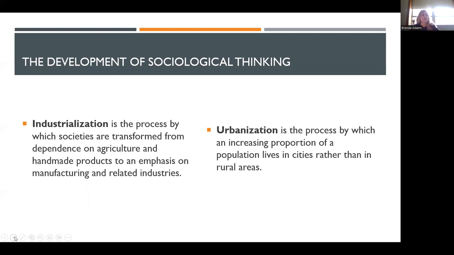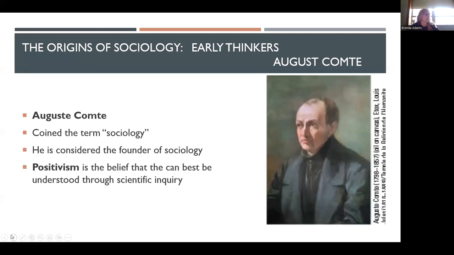Urbanization is the process by which an increasing proportion of the population lives in cities rather than in rural areas. And I know right now where we are located, we are in a rural area, but we see urbanization here, maybe not as much as some places like New York City or Chicago, as it just sprawls out. But we do see more of that than we used to.